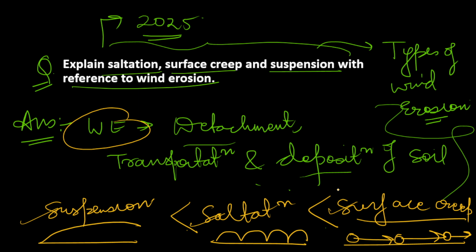You can conclude that wind erosion is a major threat, and we need to take certain protective measures against it, with the help of wind breaks and by increasing our vegetation cover. All these things can reduce wind erosion. So that you can mention in the conclusion.